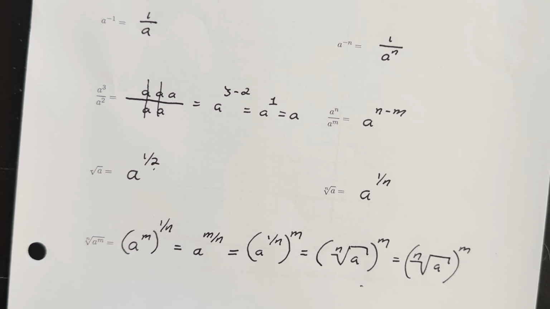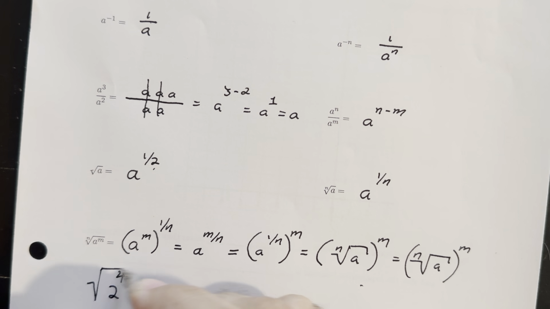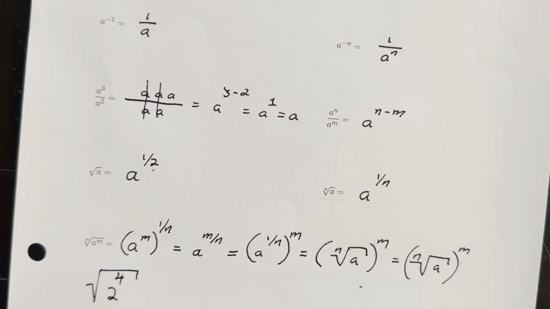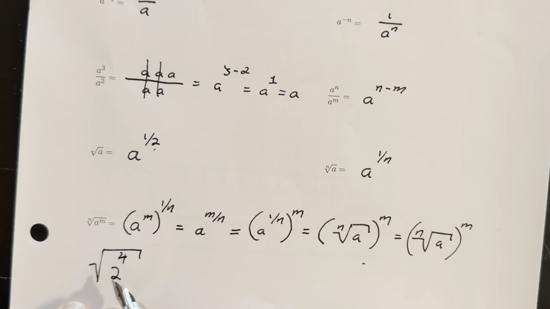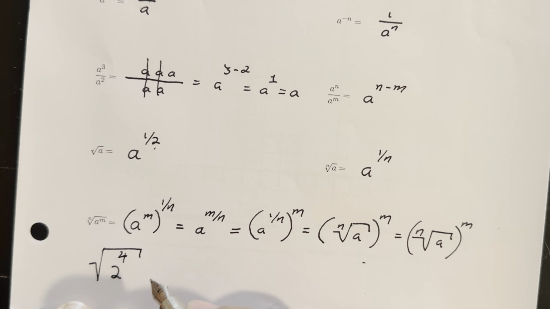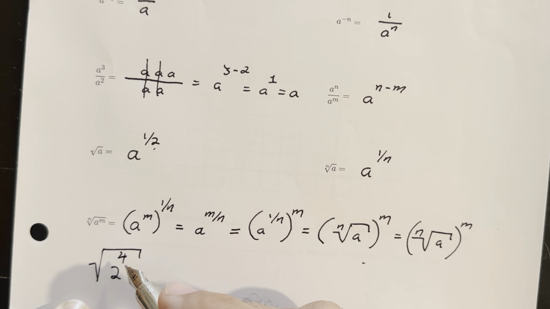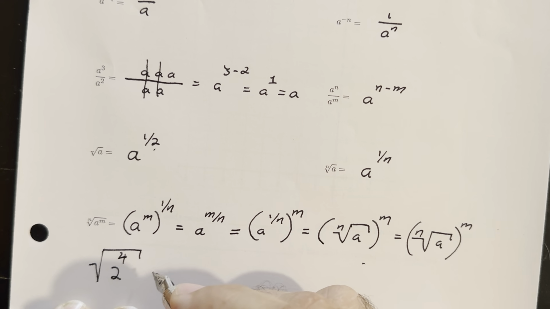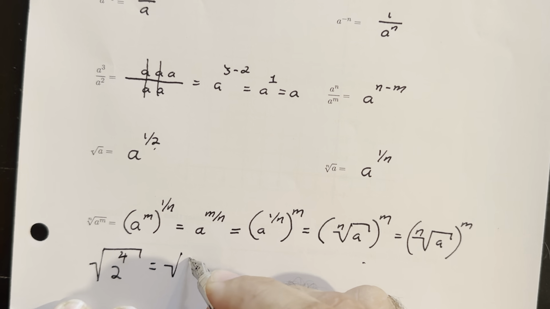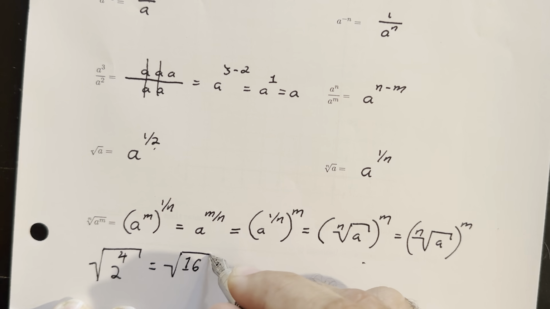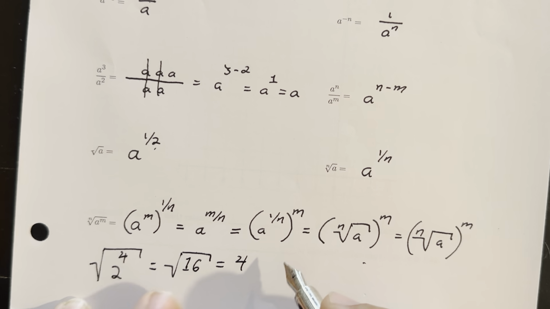So let's just do a quick example. Let's say I've got the square root of 2 raised to the fourth. There's more than one way to solve it. I could just take the exponent first. Right? 2 squared is 4. Double it again to get 8. Double it again to get 16. And so we do the square root of 16, which of course is just 4.